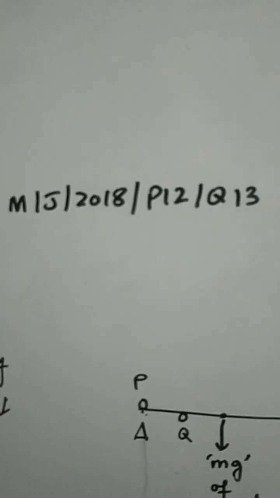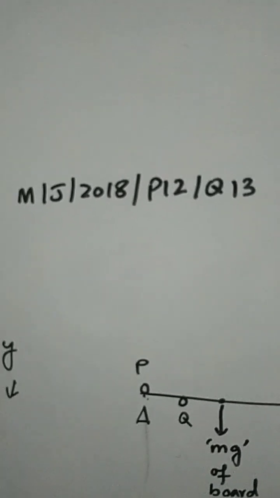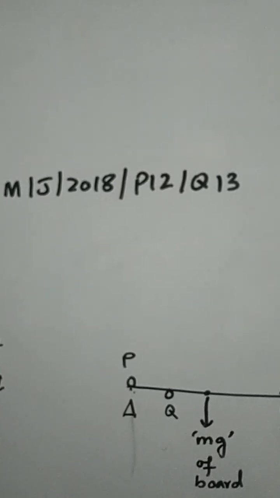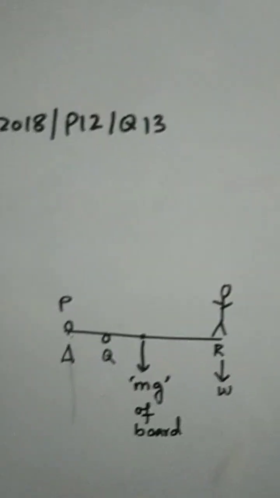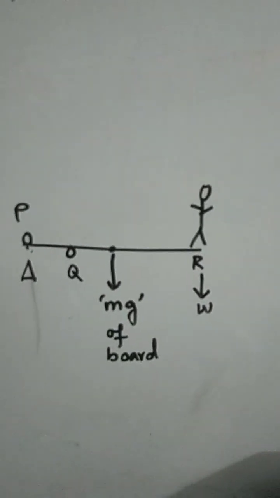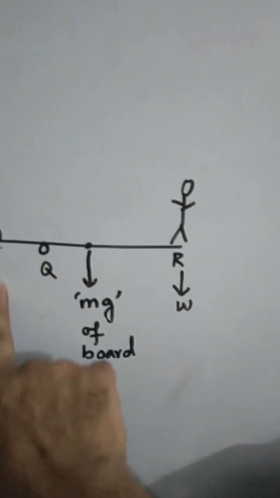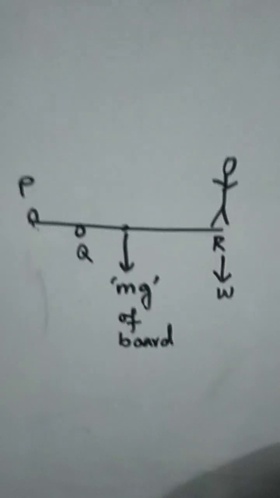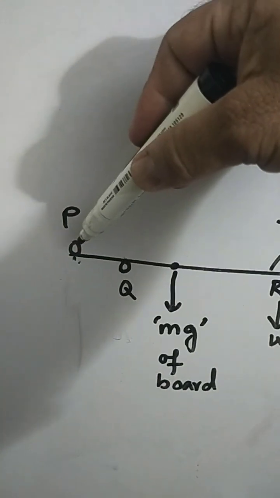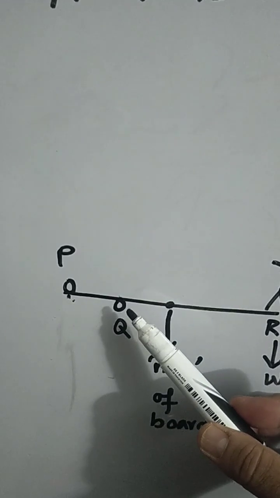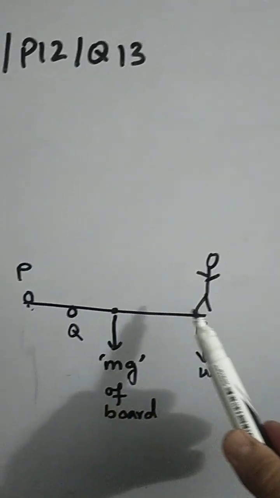Well guys, this is another question related to moments, principle of moments from May-June 2018, paper 1-2, question 13. In the question, it is mentioned that there is a diving board supported by two pivots at P and Q. The pivots are in the shape of rods. One rod is situated up the board. Second rod is situated down the board.